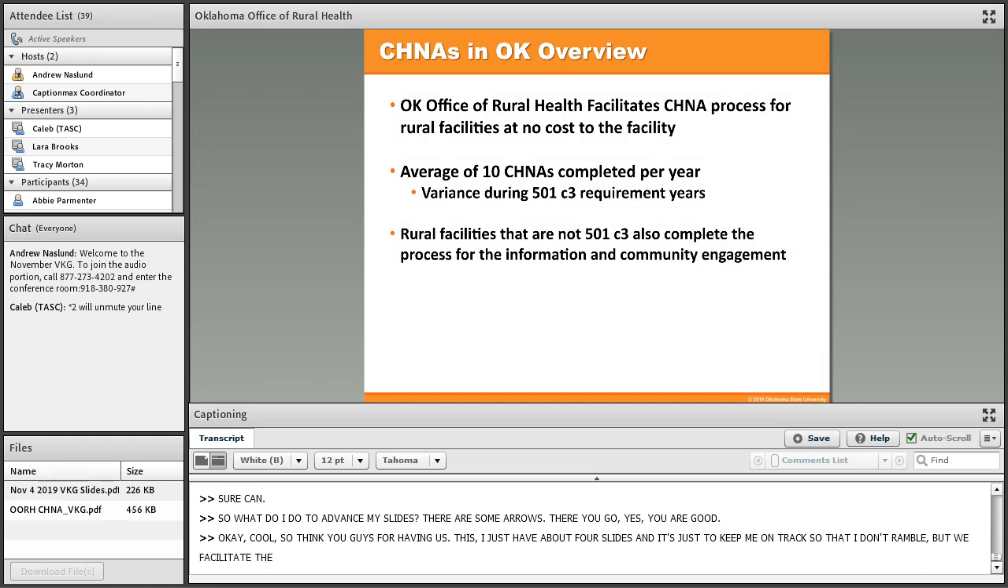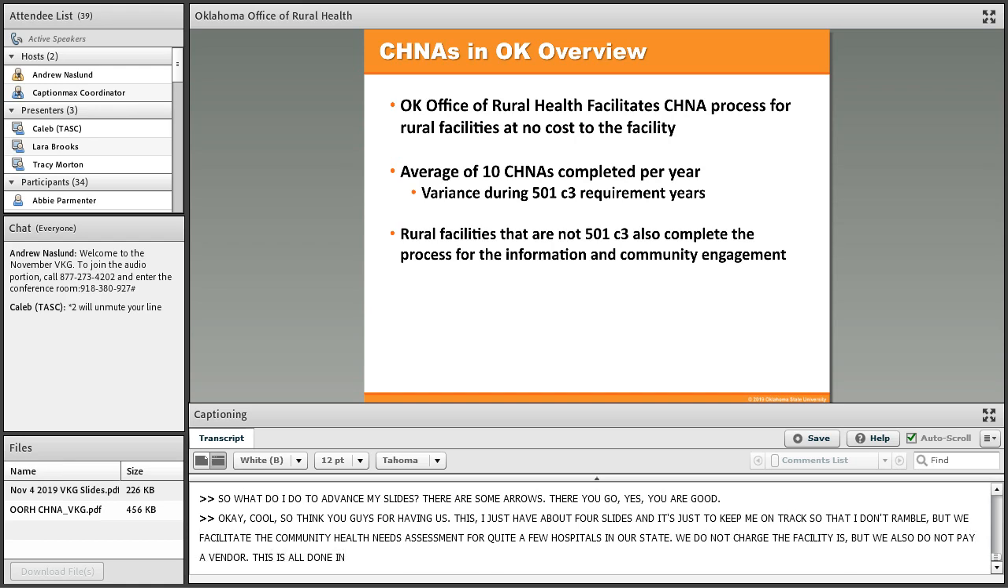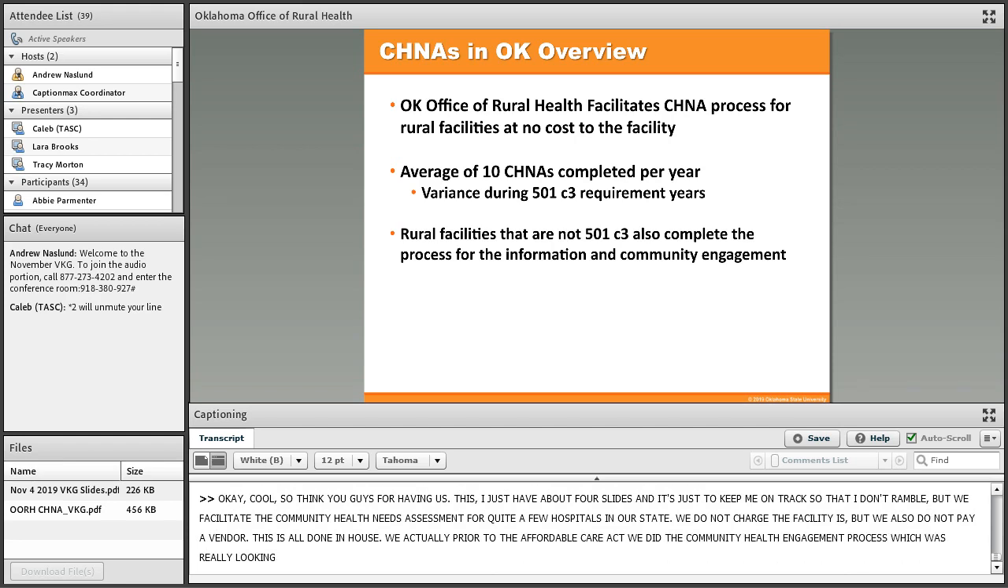So with that, I'd like to invite Laura Brooks from the Oklahoma State Office of Rural Health. They've had some longstanding efforts in their state to support their hospitals with the community health needs assessment process. So Laura's going to talk about what they do there and a little bit of some of their stumbling blocks as well. So welcome, Laura. It's really great to have you on today.